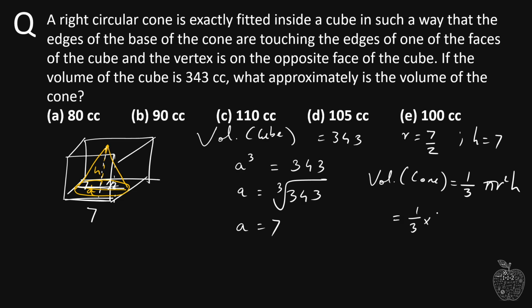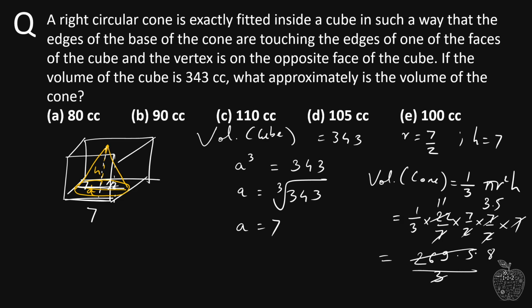All right, so let's substitute the values here. We get 1 by 3 into pi is 22 by 7 into r is 7 by 2 into 7 by 2 into h is 7. All right. So 7 7 gone. 2 1s are 2, 11s are 2, 3s are 6, 5, and 11 into 3.5 will give me 269.5 divided by this 3. So we get 3 8s are 24, 3 2 remaining, 3 9s are 27. So we have our answer, which is 89.8, or I can say that this is approximately equal to 90, and this is our required answer, and option B here is the correct one.